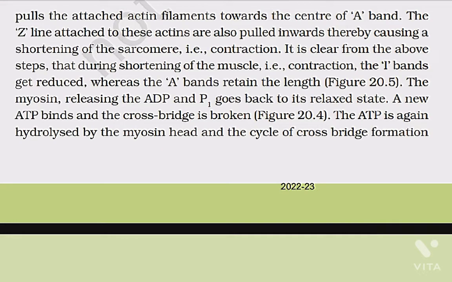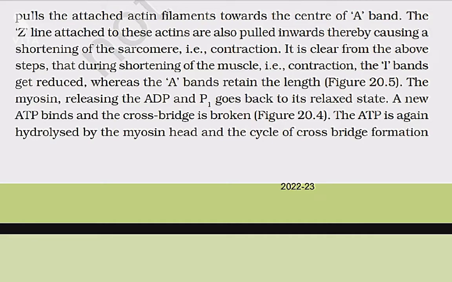This pulls the attached actin filament towards the center of A band. The Z line attached to these actins are also pulled inward, thereby causing a shortening of the sarcomere, that is, contraction. It is clear from the above steps that during shortening of the muscle, that is, contraction, the I bands get reduced whereas the A bands retain the length.